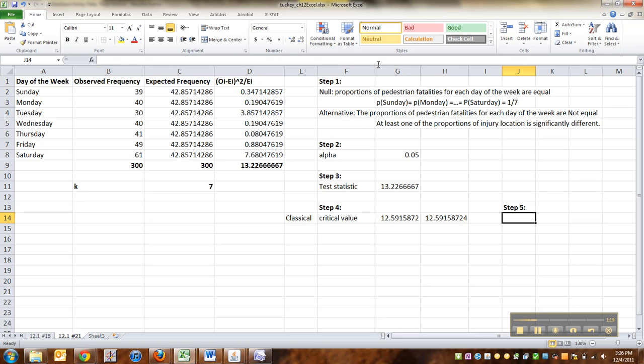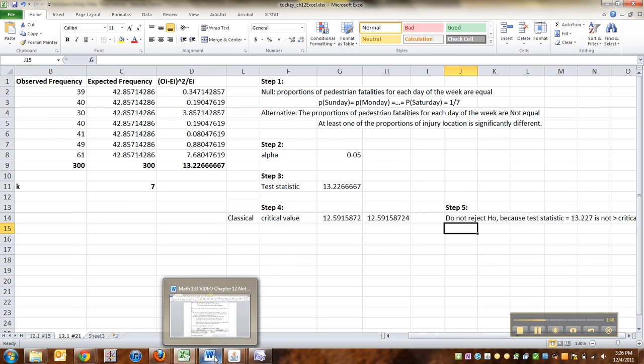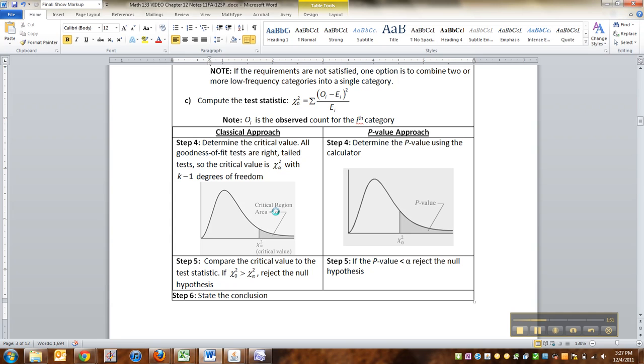We would not reject the null hypothesis, because the test statistic, the chi-square 0, which is 13.227, is not greater than the critical value of 12.592. In other words, it's not in the critical region in the tail, right? If you look right here. So you found this critical value to be 12.2.